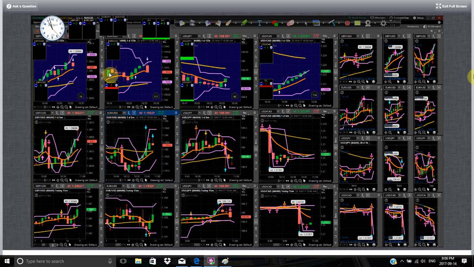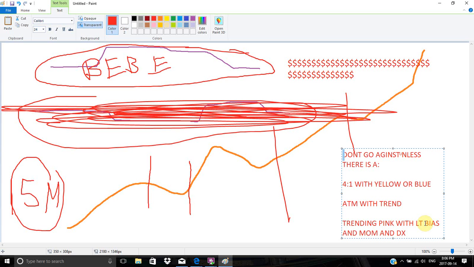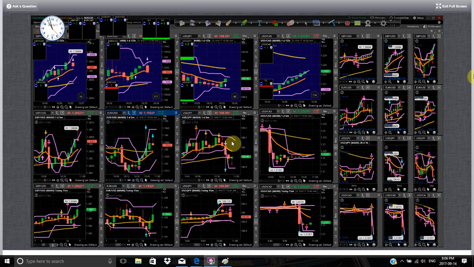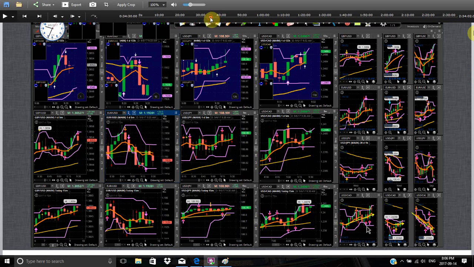Alright, but if anyone finds any other way of simplifying it, how do I explain this? If anyone finds a way to figure out if it's going to switch and to get out of trades if we need to get out of trades, let us know. For me personally, I think it's just blues and ATM scores and trending pinks with long-term bias. So that was over here. Okay, so back over here.